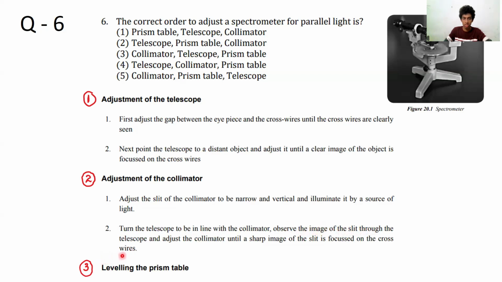The third step is the leveling of the prism table. So the correct order is first we should adjust the telescope, then the collimator, and finally the prism table. So the correct answer is the fourth one.